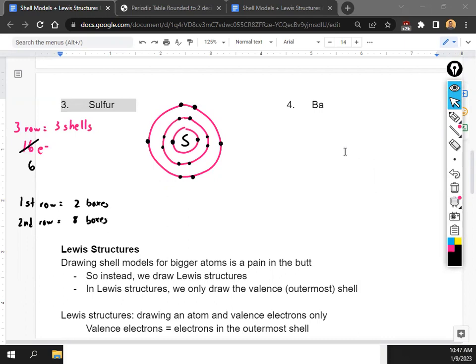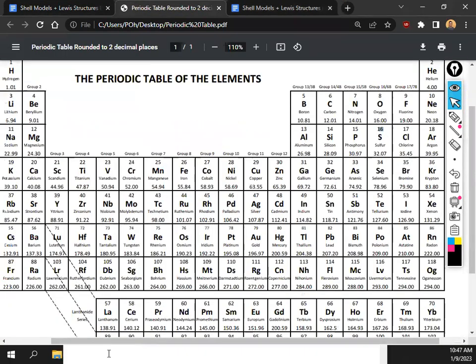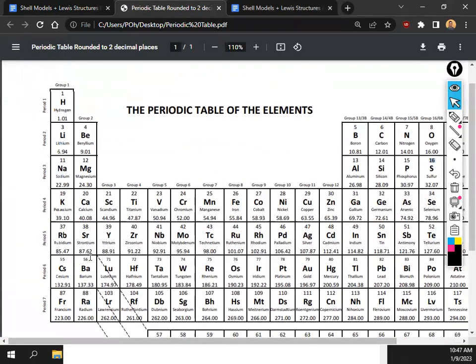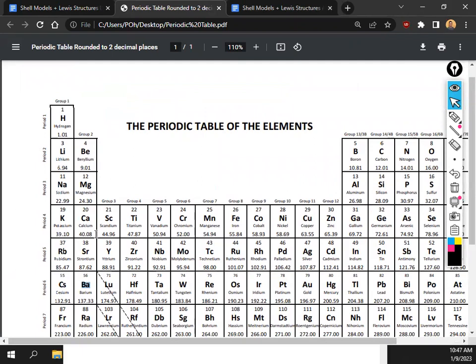Alrighty, so let's go on to the next one. And you guys don't need to draw this one. We're just going over it for me to send a message to you guys about why these shell models aren't the best way to draw these atoms. So if we take a look at Ba, barium, barium is right here on the bottom left. How many shells does barium have?